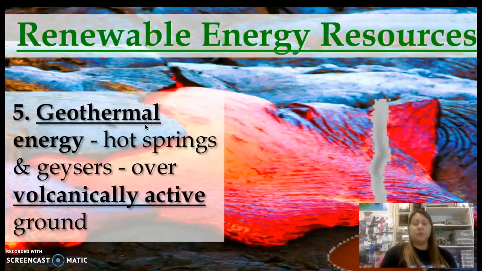And geothermal, the last one. So geo means Earth, and therm means heat. So geothermal energy is going to be over areas where you have hot springs or geysers, like geysers at Yellowstone. You may think of volcanically active areas. So that's why you have lava in this picture in the background. So if you don't have an area that has volcanic activity or hot springs or geysers, then you're not going to be able to generate geothermal energy because you don't have a magma chamber underground. You don't have a lot of that heat source that's available.